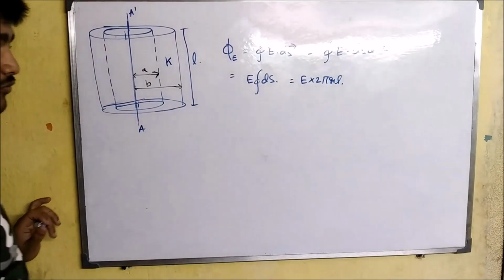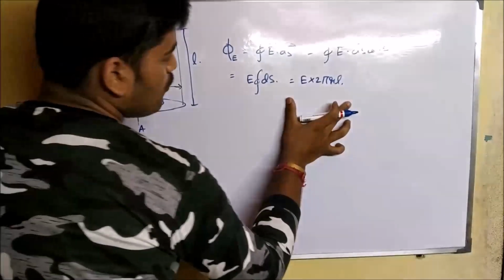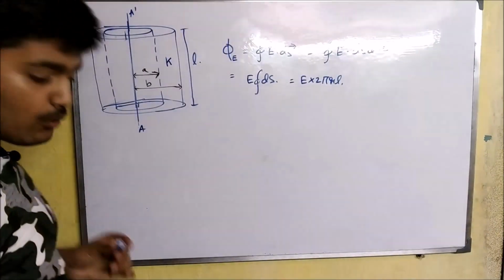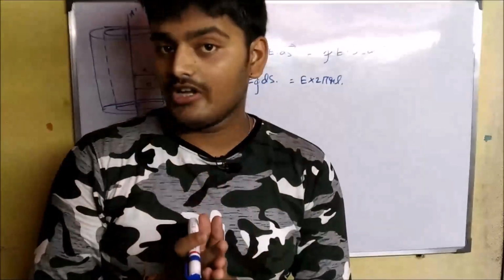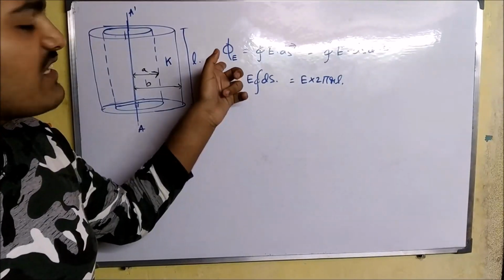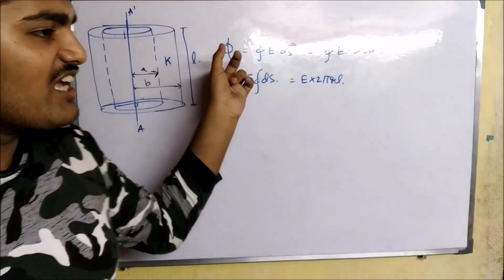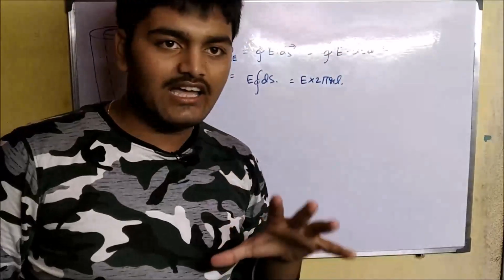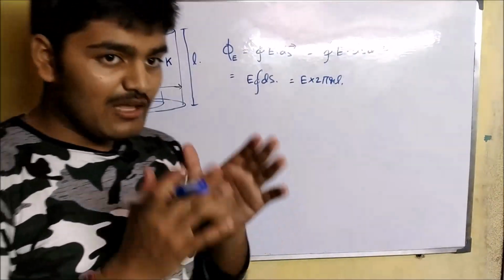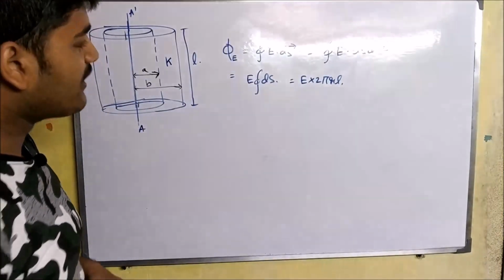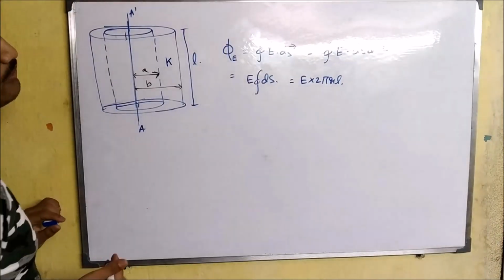Now we have got the flux over here, and we know that according to Gauss's theorem, this electric flux is equal to the total charge inside the Gaussian surface divided by epsilon naught into K, where K is the dielectric constant.